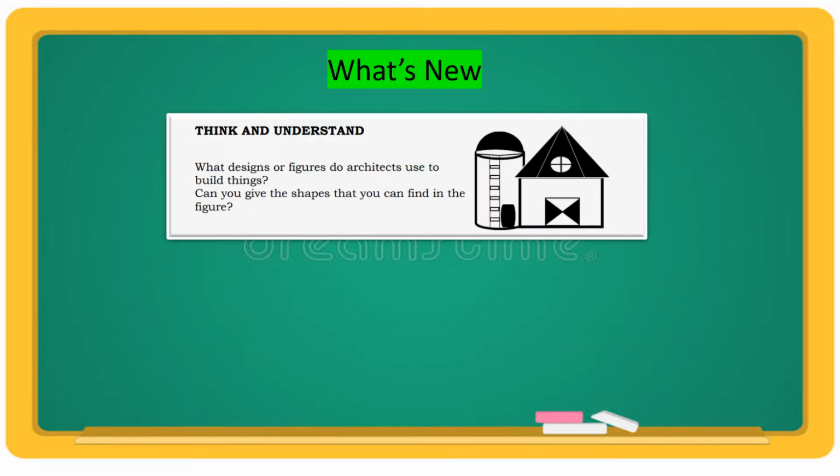So I would like you to think and understand what designs or figures do architects use to build things? Can you give the shapes that you can find in the figure? So as you can see, you have triangles, rectangle, square, circle. So we can see different shapes in the figure.